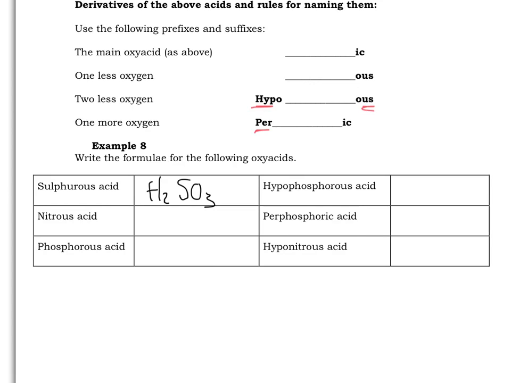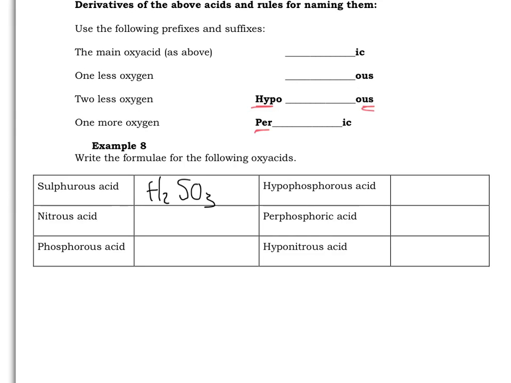Okay, I just want to remind you that the charges, just like when the polyatomic ion loses oxygens, don't change. So sulfurous acid is going to have one less oxygen, but still going to have a -2 charge. So we're going to get H2SO3.